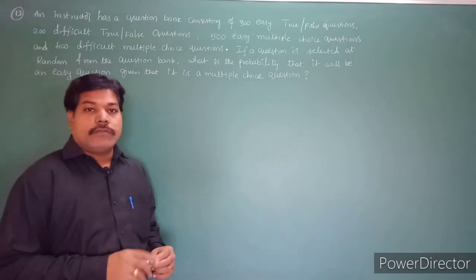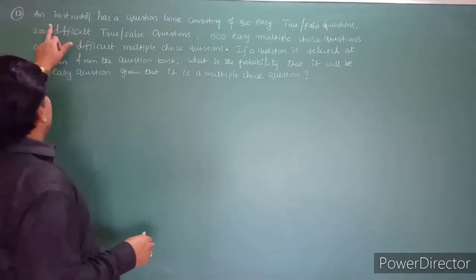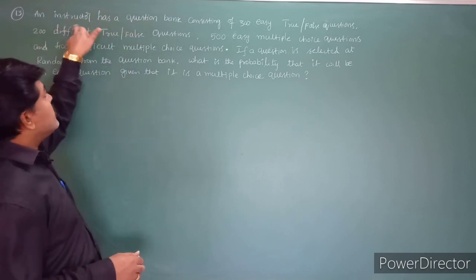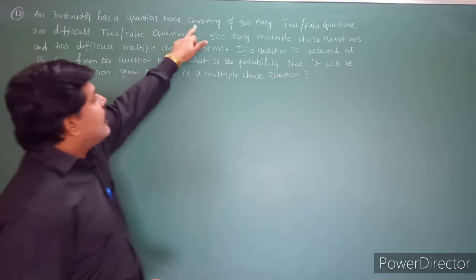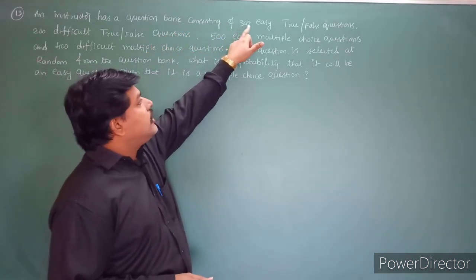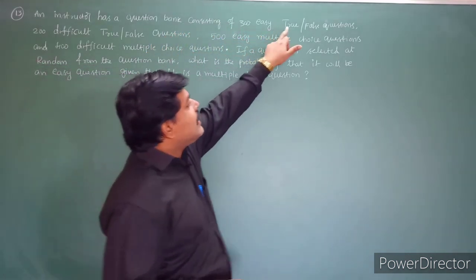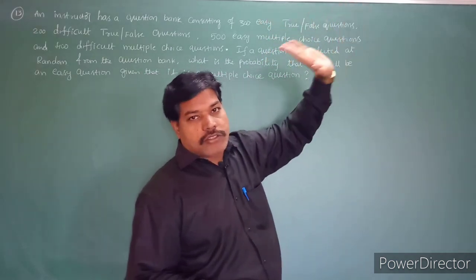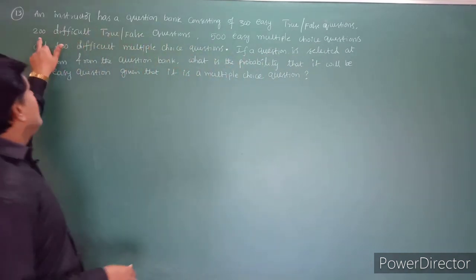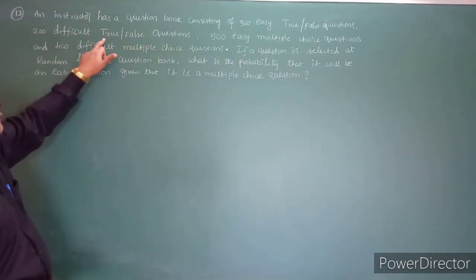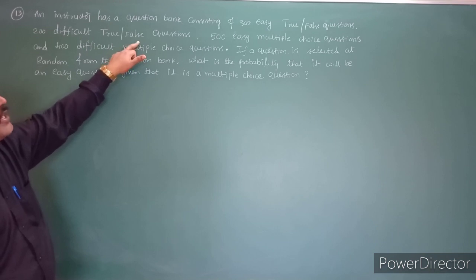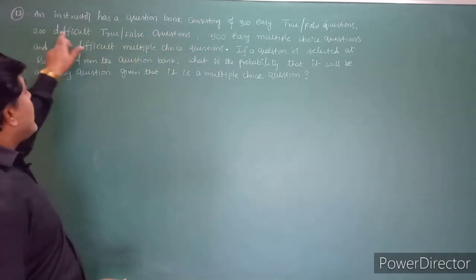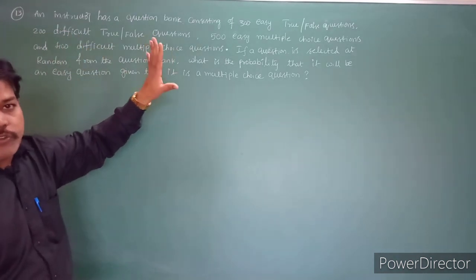See the next question. Question number 13. An instructor has a question bank consisting of 300 easy true or false questions and 200 difficult true or false questions. That means they have 300 easy and 200 difficult questions of true or false type. Okay.